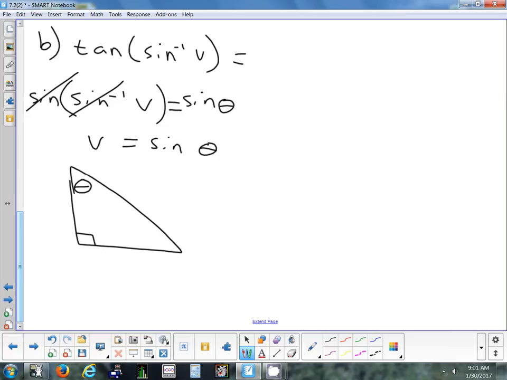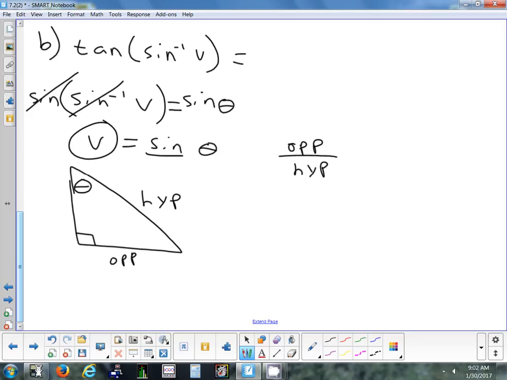Now, you have to label two of the sides, and look at the function we're working with, sine. What are the two sides we're going to be dealing with? Opposite and hypotenuse. You can label those two sides any way you want, as long as when you do this divided by this, you get that. Because the sine of this angle, opposite over hypotenuse, has to equal v.